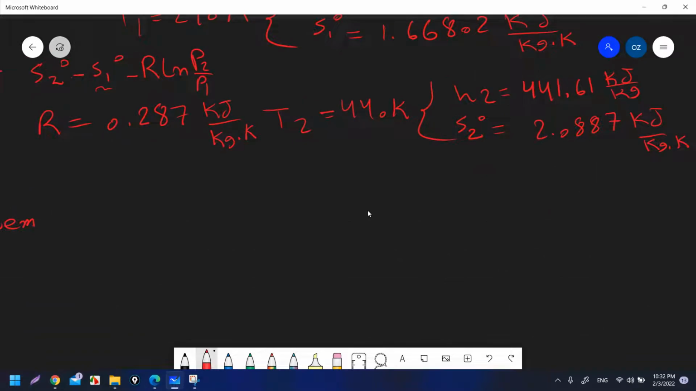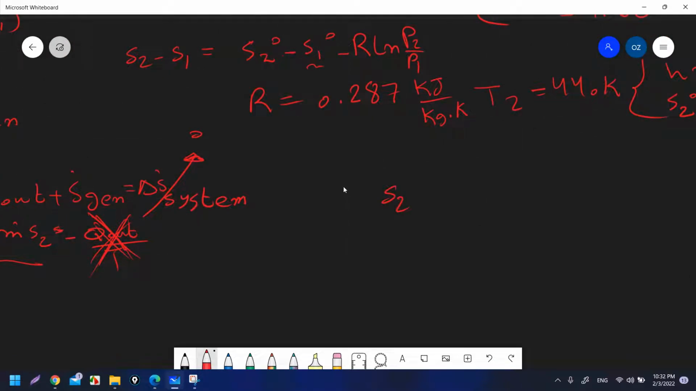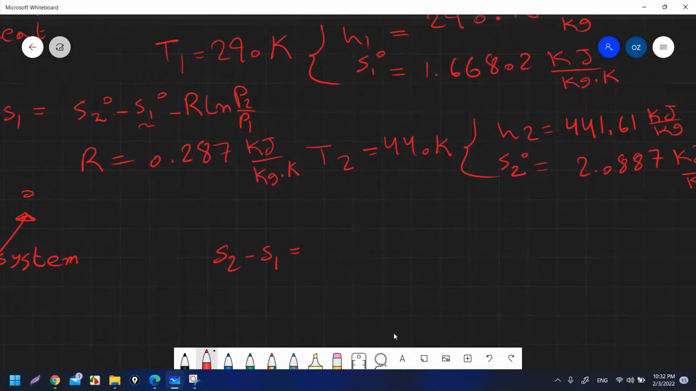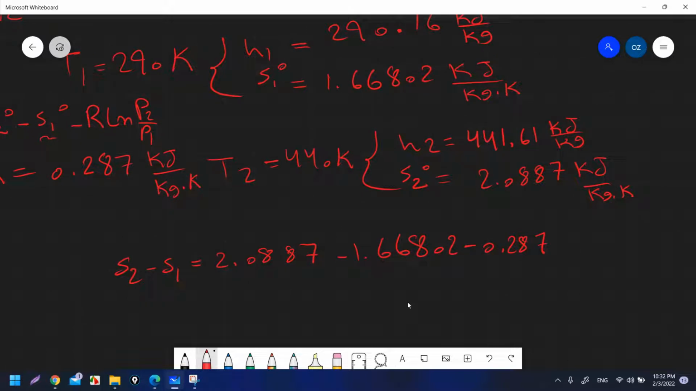Then now I can find S2 minus S1. S2 minus S1 is equal to S2 naught, 2.0887, minus S1 naught, 1.66802, minus R, 0.287, ln P2 over P1. P2 over P1 is 600 over 100. S2 minus S1 is equal to negative 0.09356 kilojoule per kilogram Kelvin.